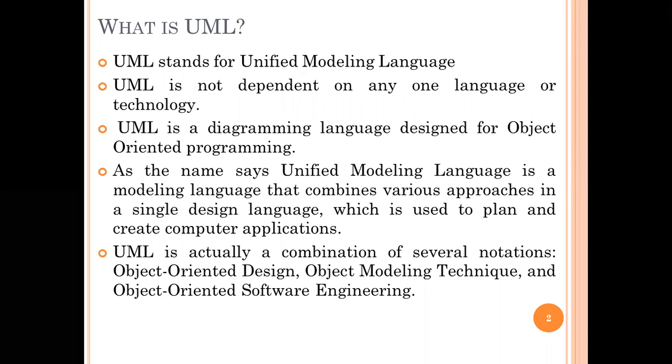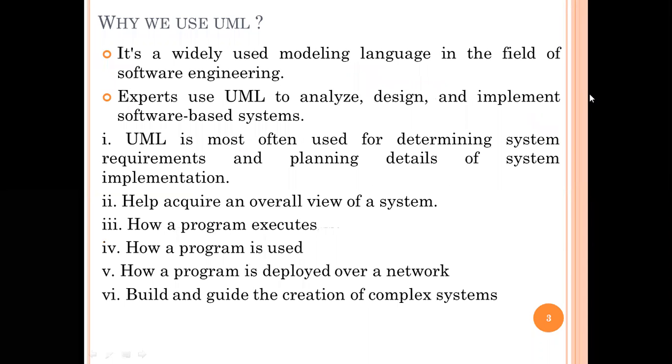UML is actually a combination of several notations like object-oriented design, object modeling techniques, and object-oriented software engineering. It is a combination of these notations. This is UML, that is, Unified Modeling Language.